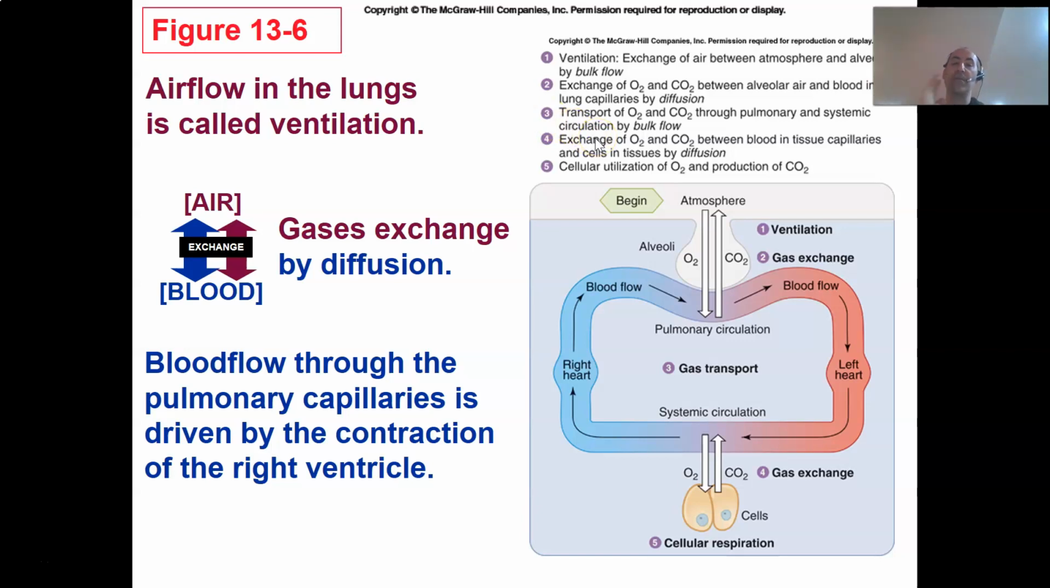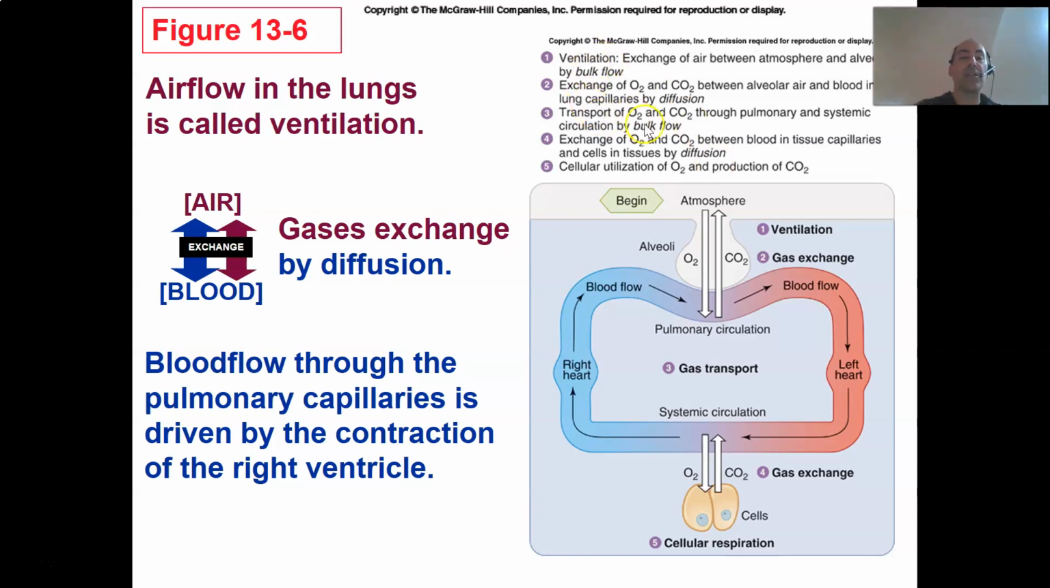So you have ventilation, which is defined as the exchange in air between the atmosphere and the alveoli by bulk flow. Exchange of O2 and CO2 between the alveolar air and the blood in the lung capillaries by diffusion. Step 3, you have a transport of O2 and CO2 through pulmonary and systemic circulations by bulk flow.